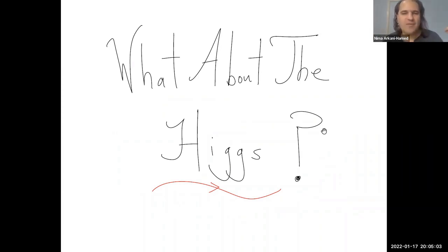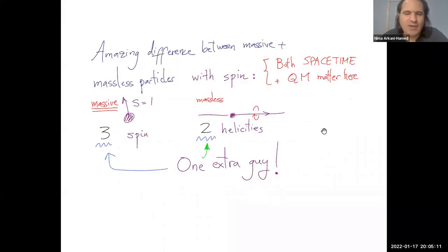There is one footnote, which is about the story of the Higgs particle. And the footnote is that at the very start of the discussion, I said that when we go to very high energies, we should be able to ignore the masses of the elementary particles. But that's not as innocent as it seems. You can't be a little bit massive. It's like being a little bit pregnant. And that's because of this amazing difference between massive and massless particles with spin.